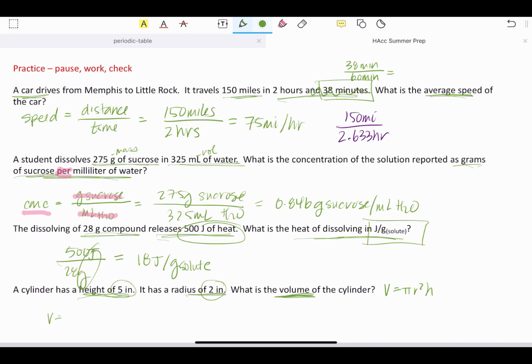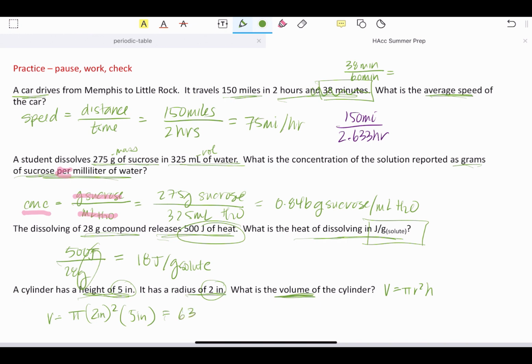So volume equals pi times r, which is 2 inches, squared times h, which is 5 inches. And then we just have to do the math there, right? So again, we're going to take pi and multiply that by our 2 inches squared, and then multiply it by our 5. And that's going to, in terms of numbers, give us a 63.